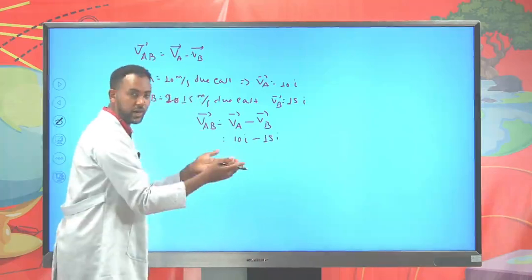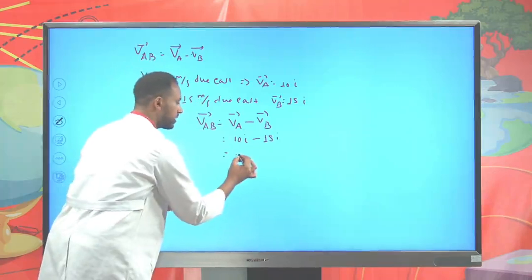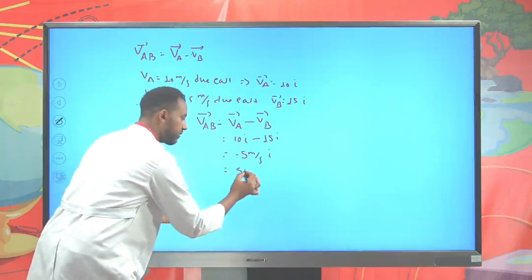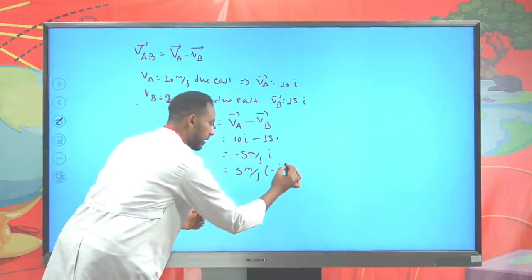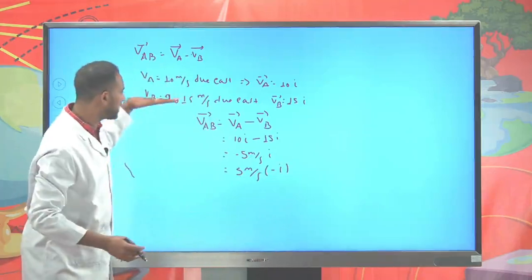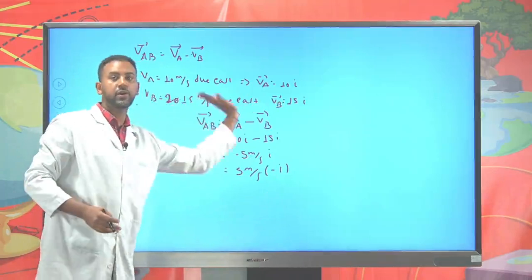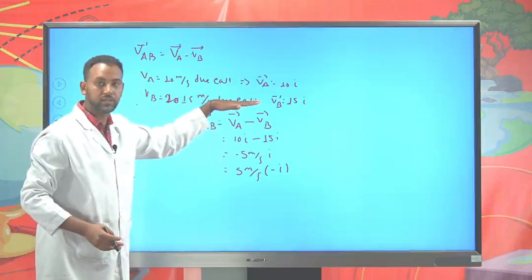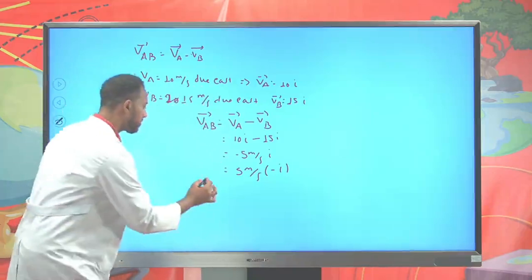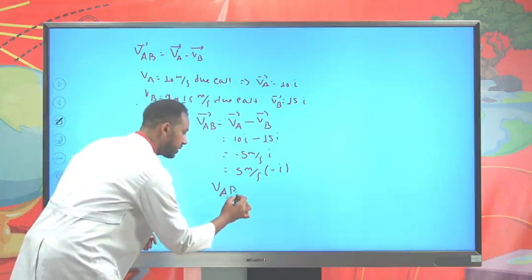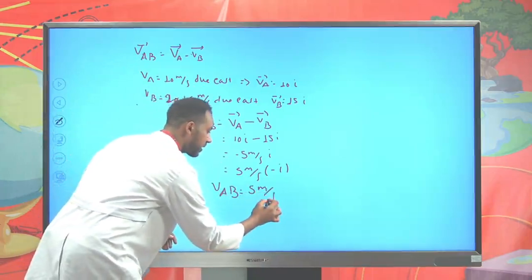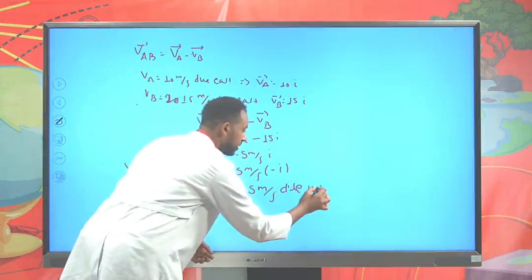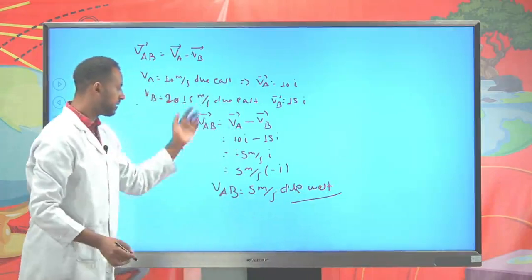Both are acting along i. Therefore, we can subtract these two, and this gives you minus 5 meters per second in the i. Meaning, it is 5 meters per second along the negative i. The i is acting along the positive x-axis, and the negative of i is acting along the negative x-axis. Meaning, if i represents east, the negative of i represents west. Therefore, the relative velocity of car A with respect to B is 5 meters per second due west, the opposite of east. You can represent this as the difference of these two.